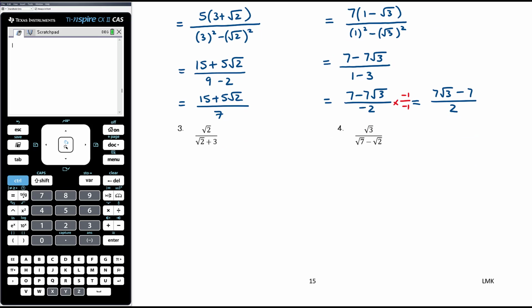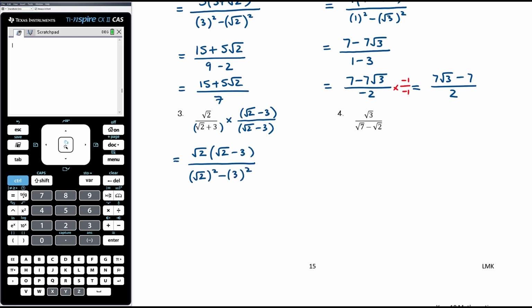Okay, example 3. So the denominator is root 2 plus 3, so we're going to need to multiply by its conjugate pair, which is root 2 minus 3. So we've created that difference of 2 squares. We do the same to the numerator, top and the bottom by the same thing. So hence we're only multiplying by 1. So the numerator is root 2 times root 2 minus 3. The denominator, we've got this nice difference of 2 squares pattern, so it's root 2 squared minus 3 squared.